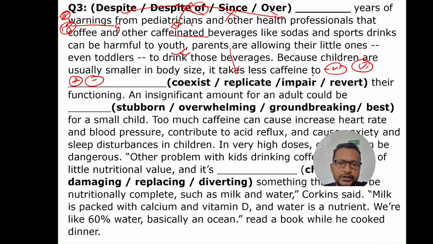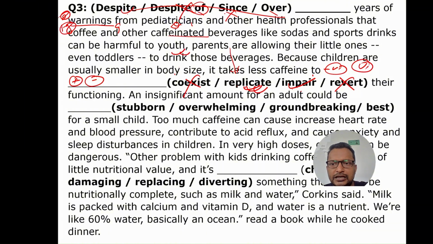So what impact? We need to find out the negative word. Coexist, it is a positive word, it will go. Replicate, you can say it is neutral, okay, it will stay. Impair, is it positive or negative? Negative. You need something negative, right? It will stay. Revert is also kind of coming back, you are reversing something, it is positive, it will go. So now you need to decide between replicate and impair.